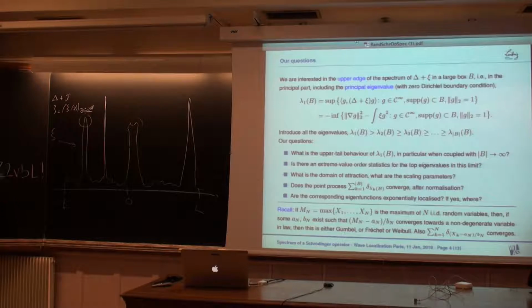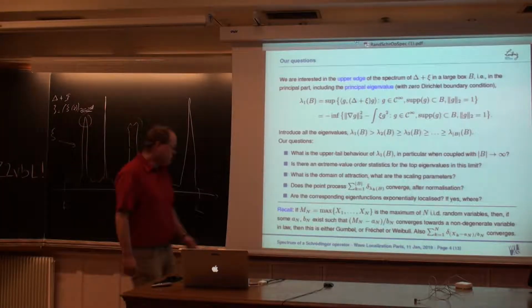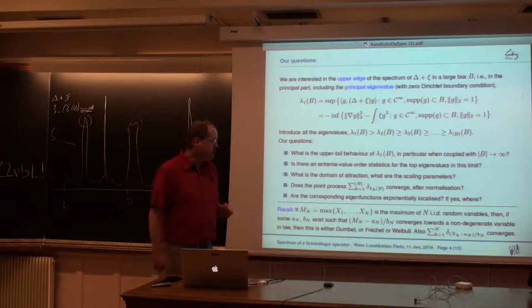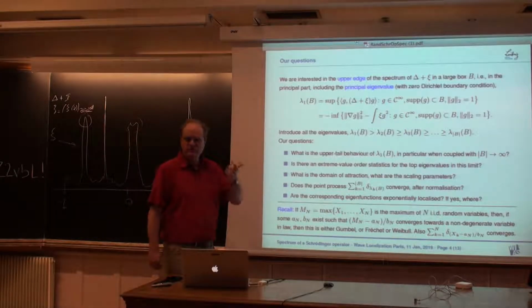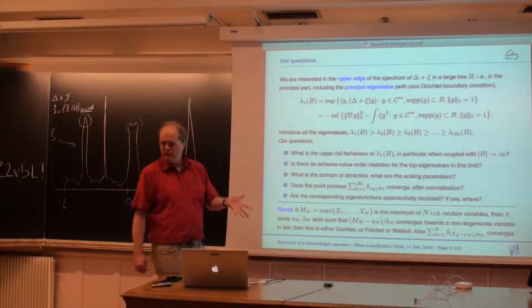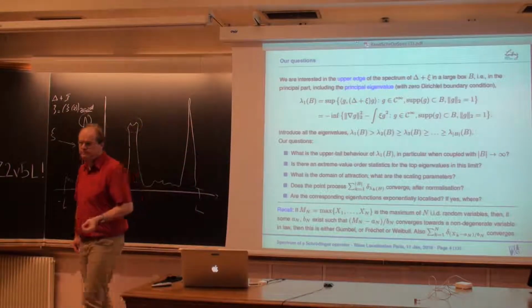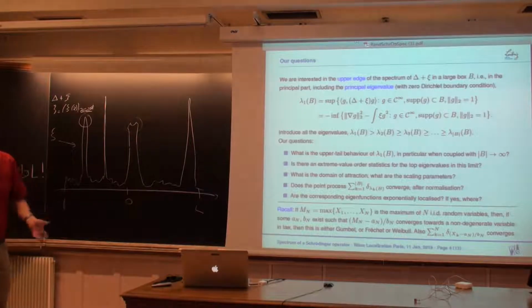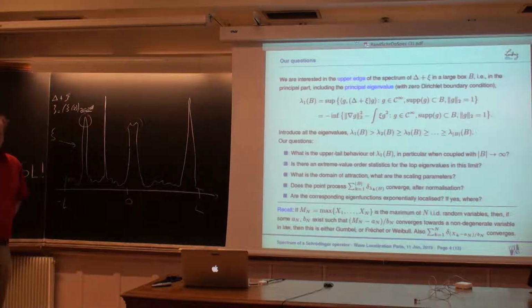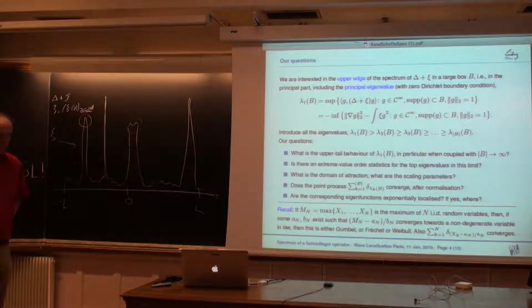But the same picture, much of what I'm saying here is also true in the appropriate sense for bounded potentials, for example. Second question: is there an extreme value order statistics for the eigenvalues, for the top eigenvalues, I mean the first one, the second one, the third one, the fourth one, and so on? If I take them as random variables, a priori they're certainly not independent, but do we have a similar behavior as if they were independent?